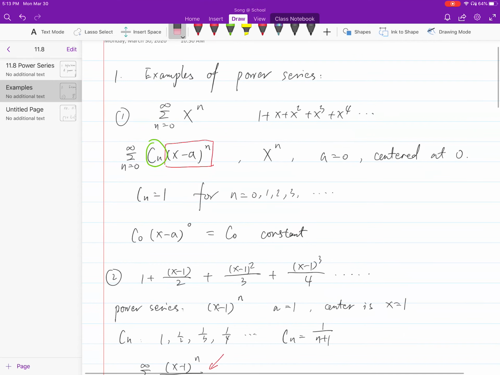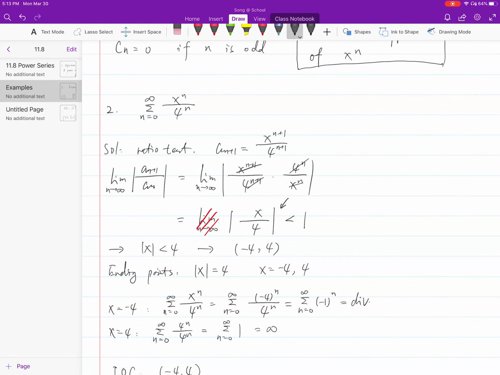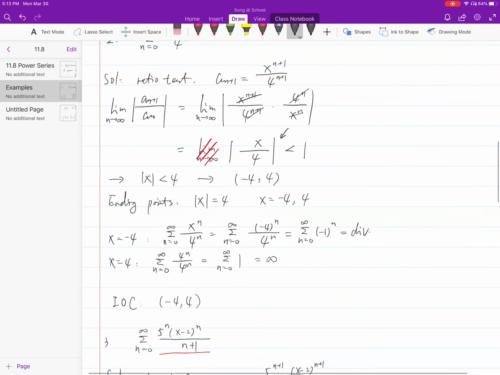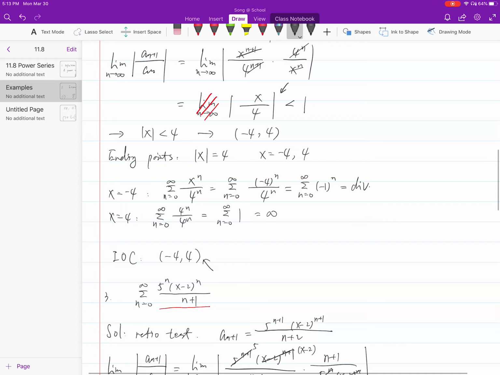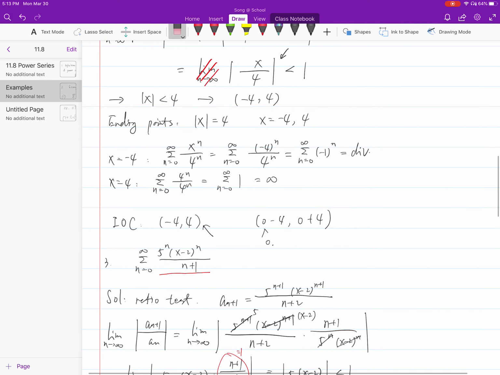For the second example we have here, take a look. What's the interval of convergence? It's -4 to 4. That's what we got here. Now, if you look at it clearly, it's actually 0 minus 4 to 0 plus 4. 0 is the center. Why? Because we have x to the n, which is x minus 0 to the n for the general form. So the center is 0.